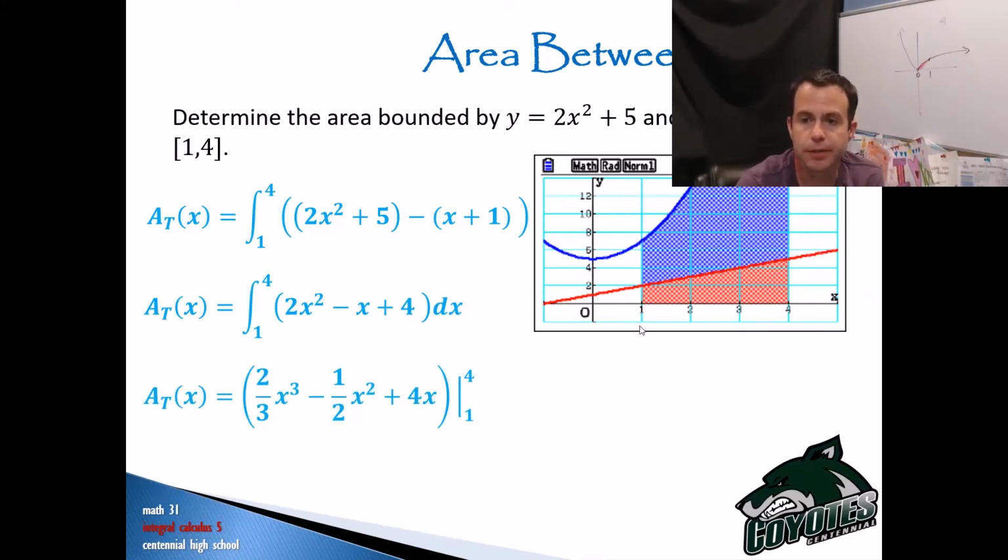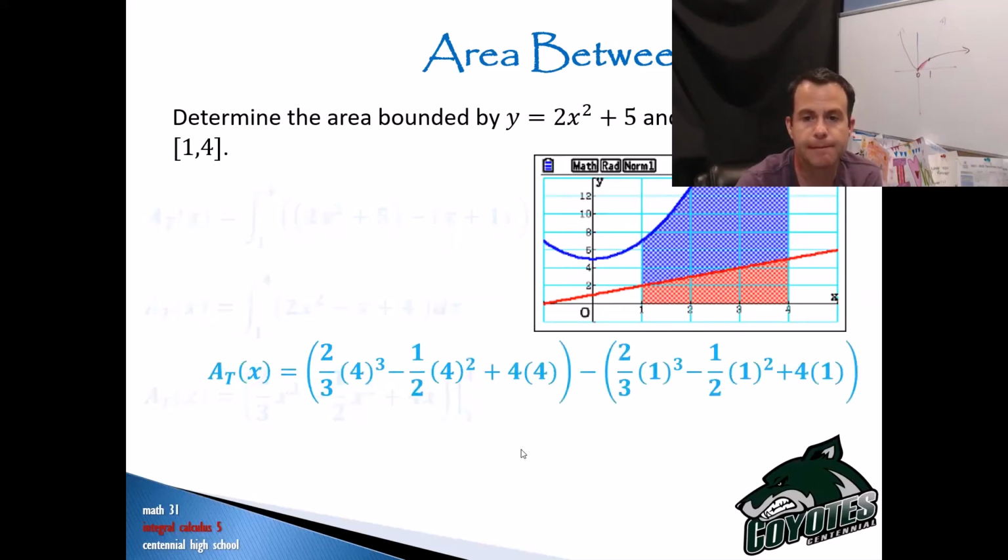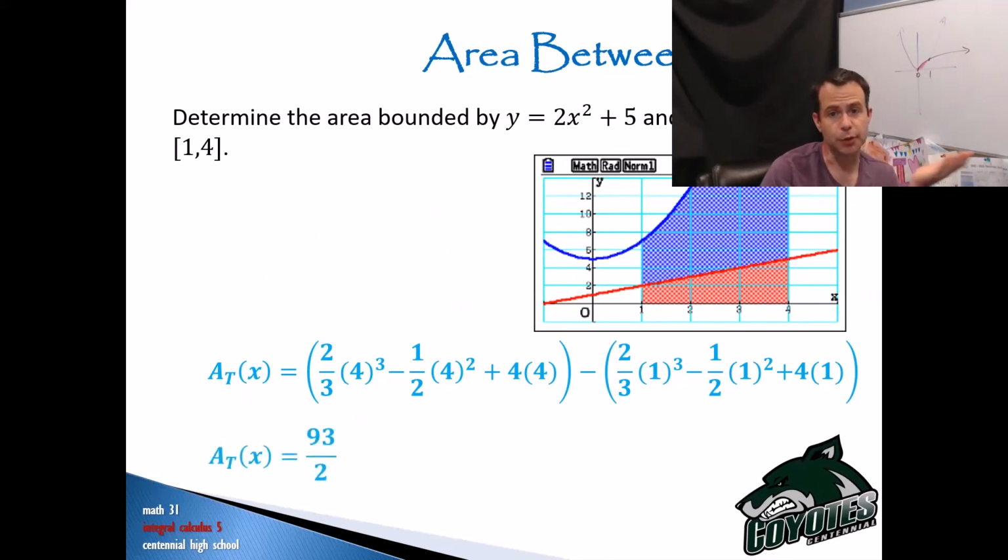I'm going to switch the slides here just because I was out of room. So I plug in 4, and then I subtract me plugging in 1, and now I just do all the math to that. You can pause me at any time to do the math yourself, but just like the cooking show, I already have the answer for you. It's 93 over 2.